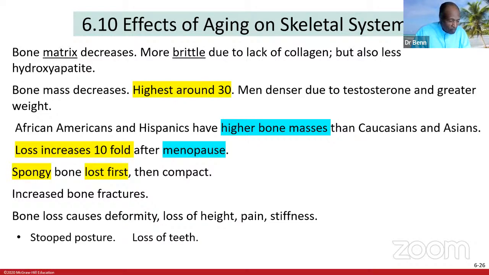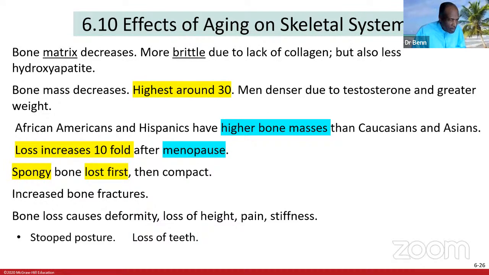Men's bones tend to be denser because of the testosterone hormone, and therefore men do not lose bone as quickly or early as women do. African American and Hispanic people have higher bone masses than Caucasian or Asian people. And after menopause, the loss of bone in women is 10 times greater than in earlier ages, 10 times greater. So that is the estrogen effect.